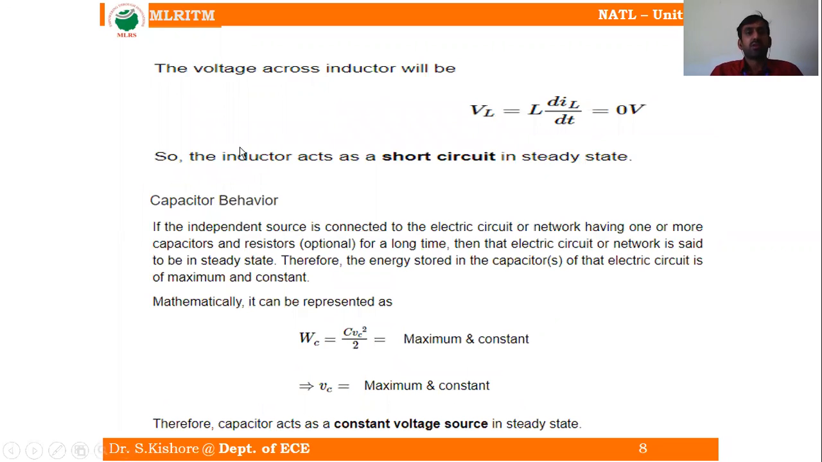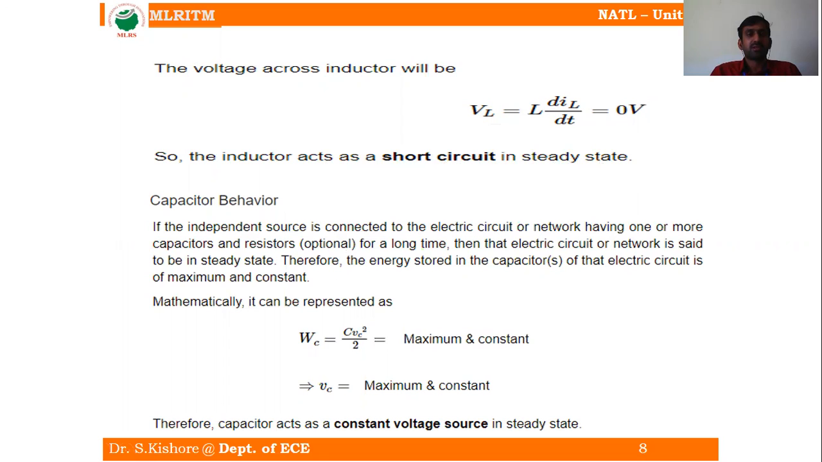One more statement we can make: the voltage across the inductor is VL is equal to L di by dt. If IL is constant over here, that means this VL is going to be 0 in the steady state. That is the reason why the inductor is going to act as a short circuit. If the voltage is 0, that means it is nothing but a short circuit. The inductor is going to act as a short circuit in the steady state.